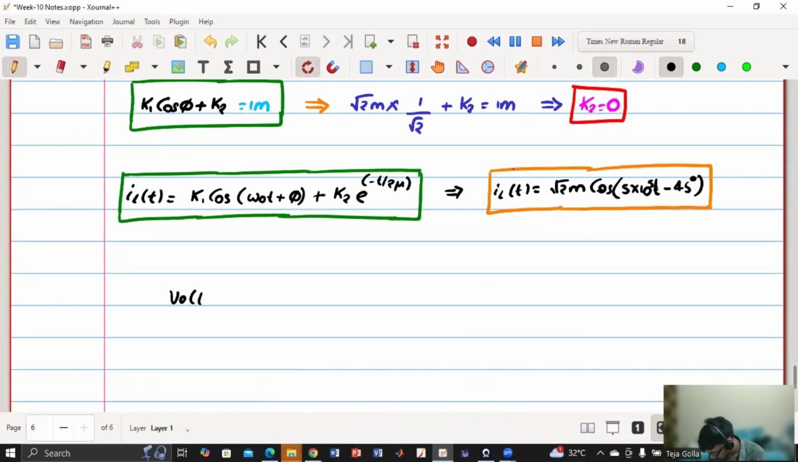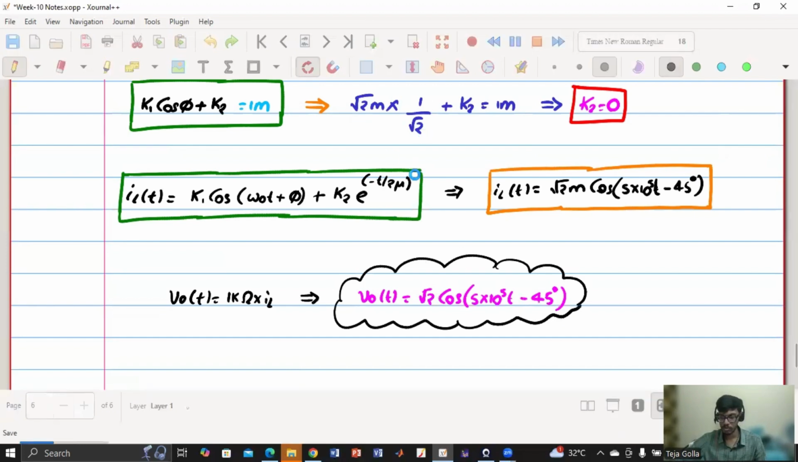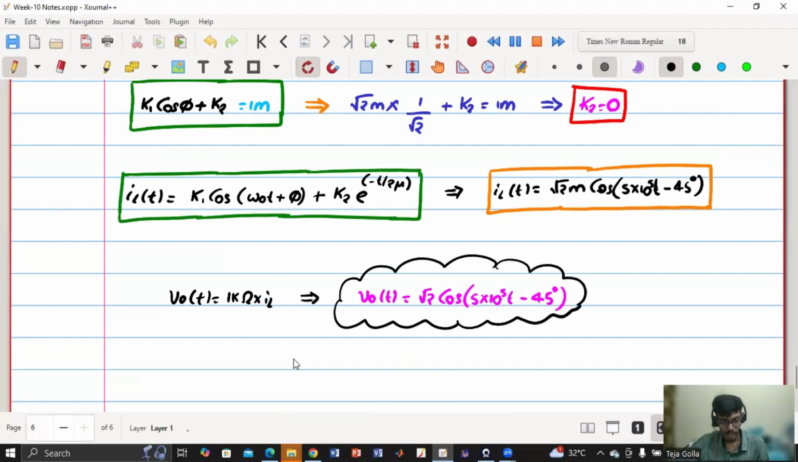So V naught of t is equal to 1 kilo ohm into IL. If I calculate that, I'll get V naught of t is equal to root 2 volts into cos(5 into 10 to the power 5 t minus 45 degrees). So this solves our entire problem. I'll also summarize what we have solved, but let us go check with the answers.